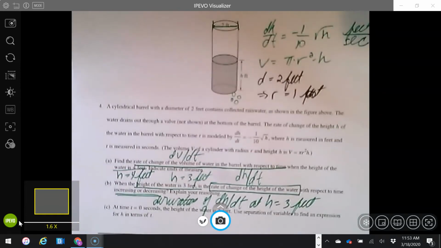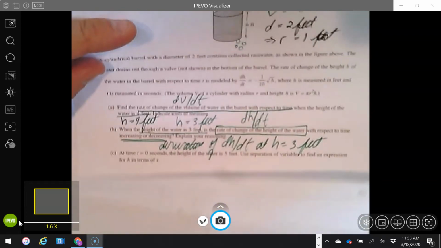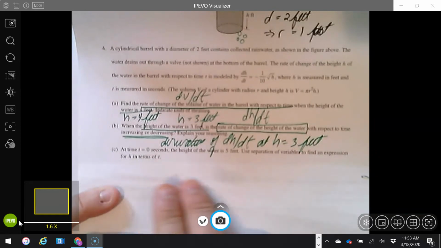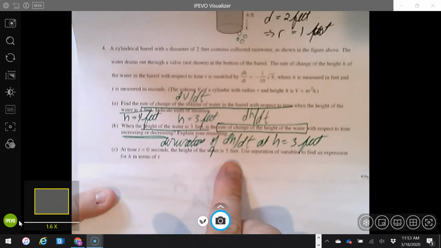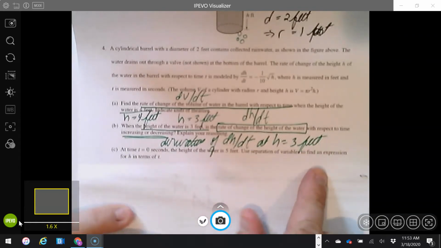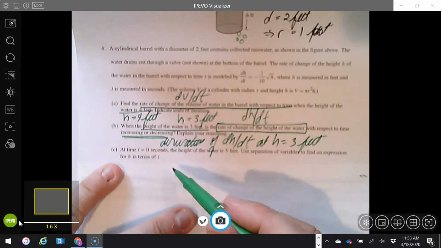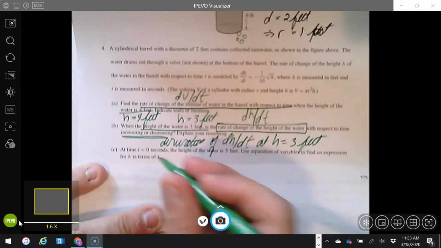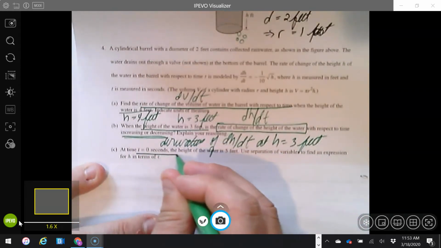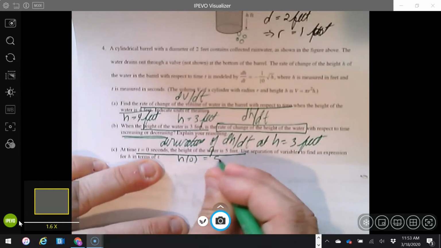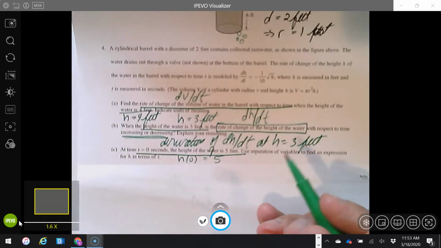Here we go with part C. It says, at time t equals 0 seconds, the height of the water is 5 feet. Use separation of variables to find an expression for h in terms of t. So at time t equals 0 seconds, the height of the water is 5 feet. So the height at time 0 is 5.